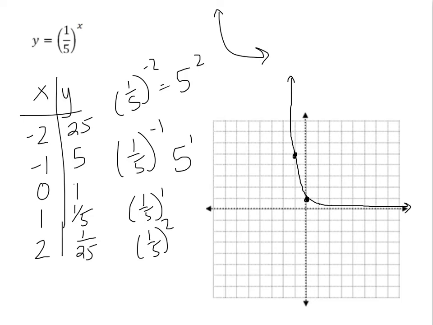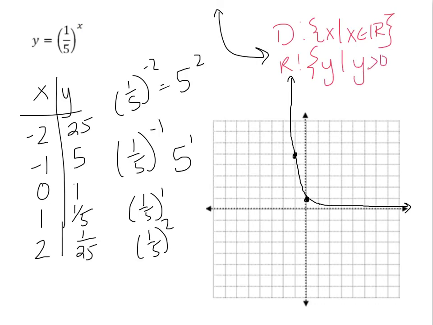So there's our exponential decay, and the domain here is all real numbers, and the range is going to be y such that y is greater than 0. And greater than 0 here, notice we didn't have any k to help shift it around. So that is graphing our exponential functions.